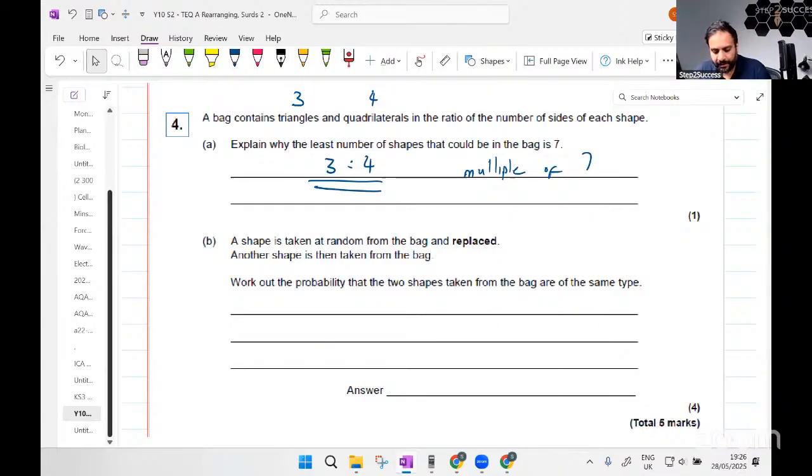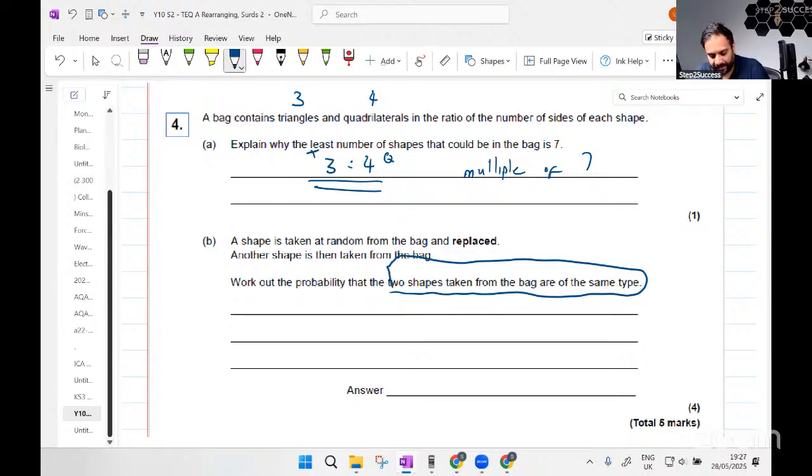Okay, so let's pretend, because you can do this in probability, that there are exactly this many triangles and this many quadrilaterals, so 3 and 4. If I am working out the probability that 2 shapes are of the same type, that means I could get 2 triangles or 2 quadrilaterals. The probability of taking a triangle from this bag is 3/7 because we're saying there's 3 triangles and 7 altogether.